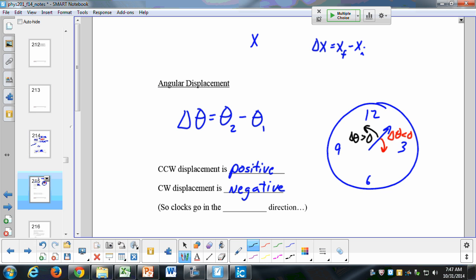So I get these catalogs sometimes. They sell kitschy science gifts. Y'all might have seen one of these before, but you can buy a clock that goes in the counterclockwise direction. Have you ever seen that? Like all the numbers are backwards. And the idea is that a clock, when you look at it like this, is going in the negative direction. So it's measuring time backwards or whatever. Because the convention for displacement is that clockwise is negative.